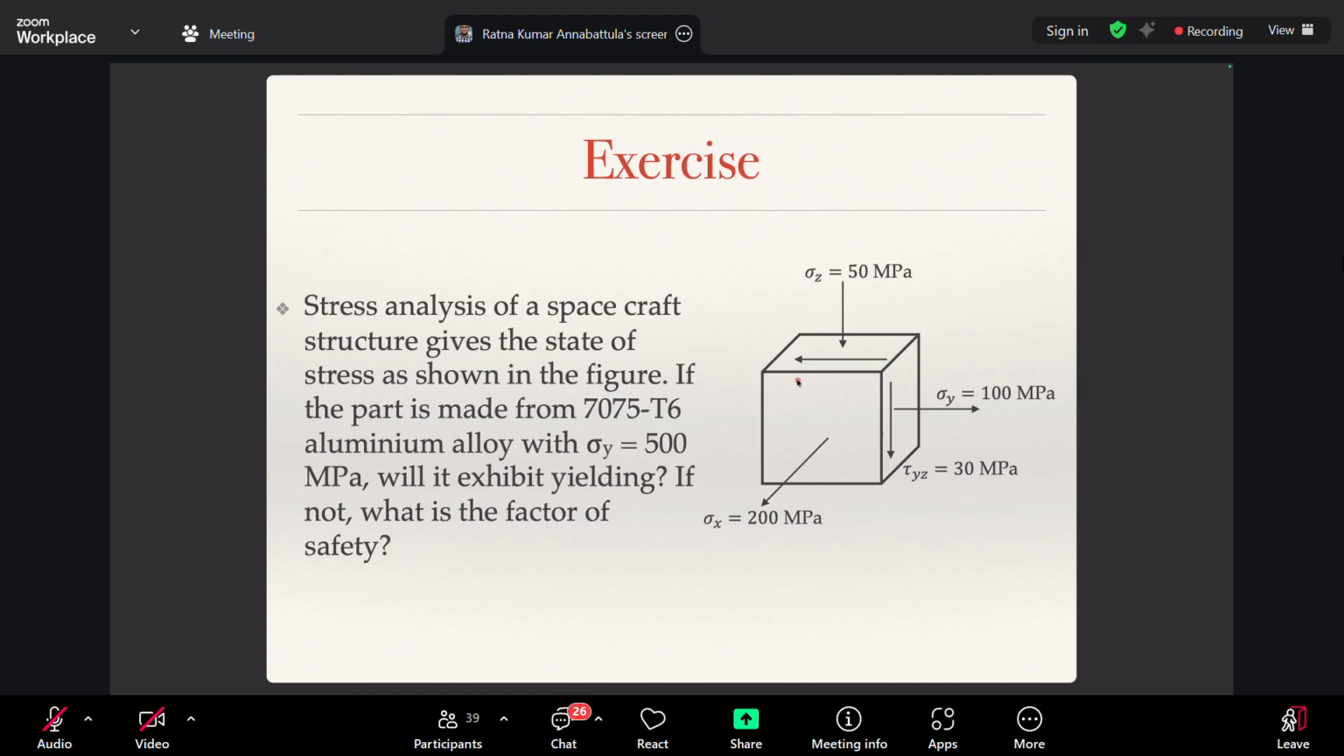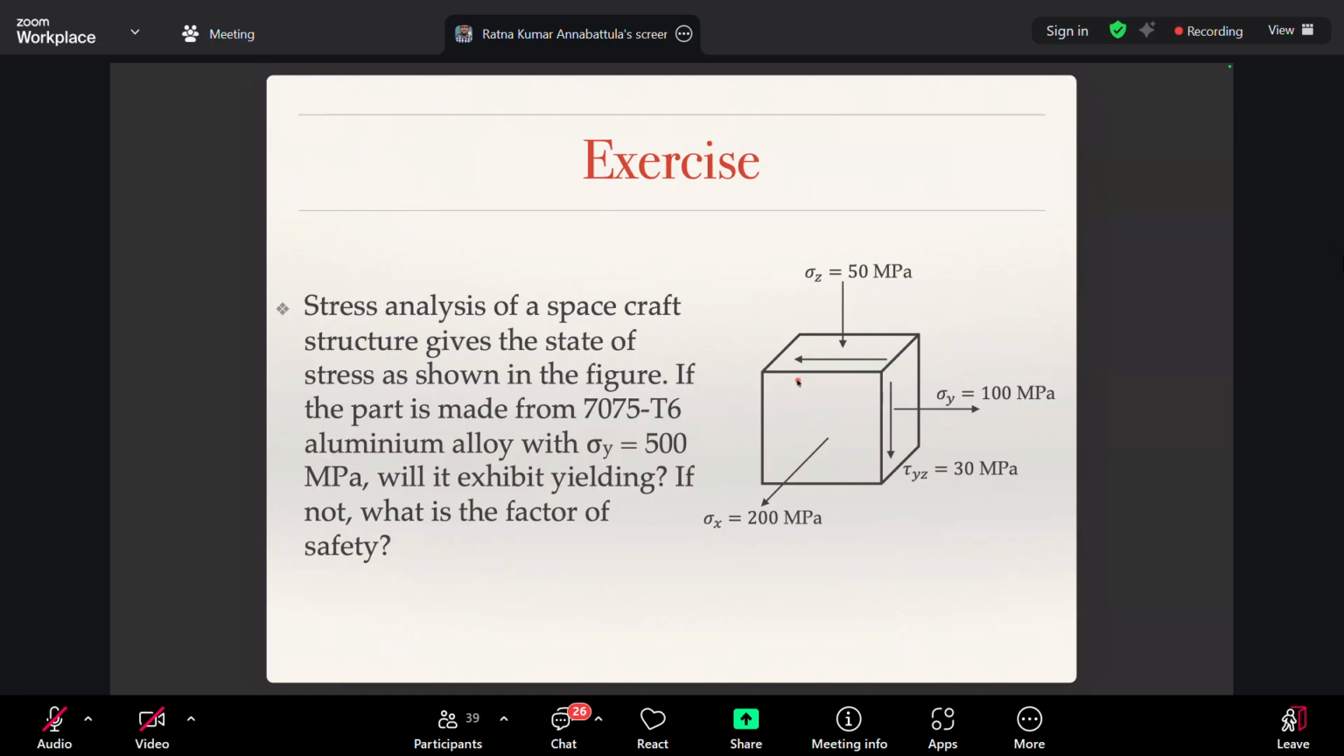200, 0, 0, 0, 130, 0... wait, 30, 50. So the first row is 200, 0, 0. The second row is 0, 130, 30, and then 0, 30, 50. Everyone agrees with that? Yes, sir.